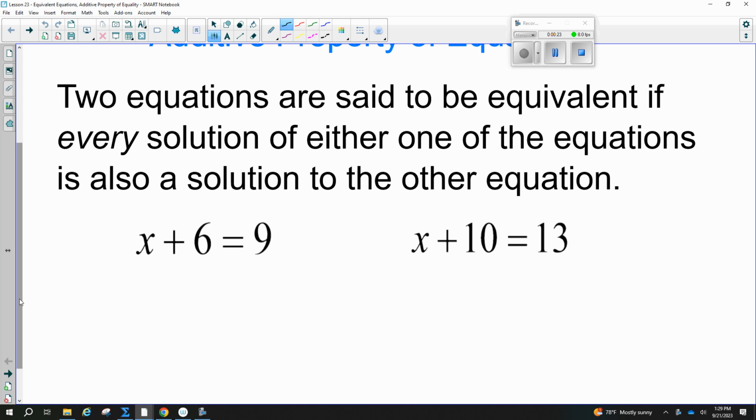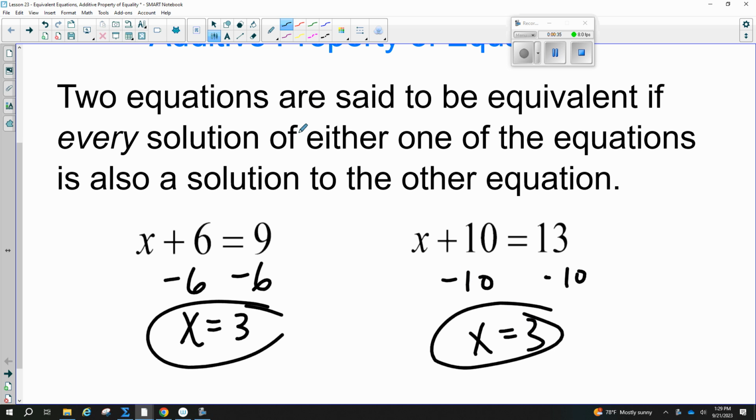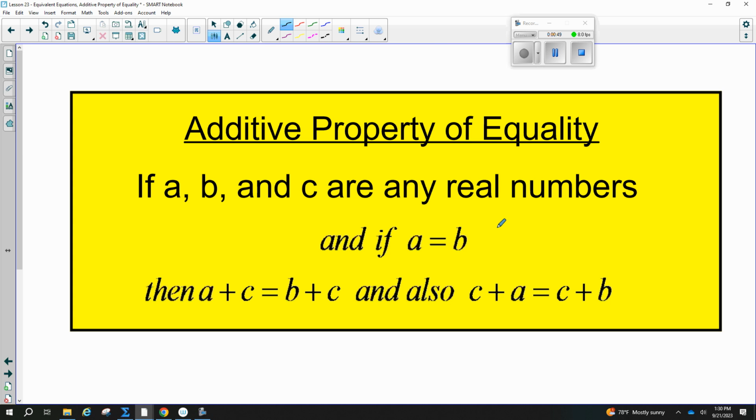Yes, because what's the answer to this equation? X equals what? And what's the answer to this equation? X equals 3. Yes. And so every solution, there's only one in this problem, is also an answer for both. If it's an answer for both, they are equivalent equations. All right, don't write this down.